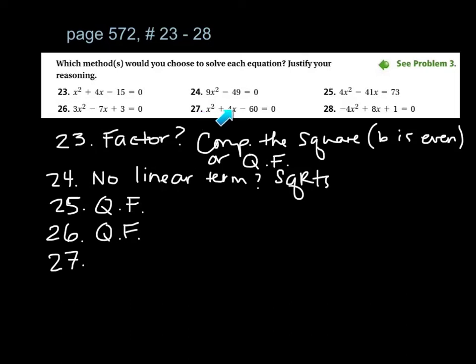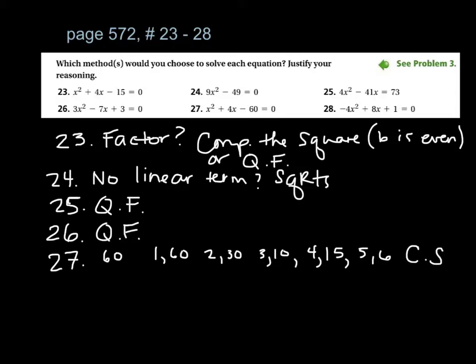All right, x squared plus 4x minus 60. So I'd need factors of negative 60 that would add up to 4. So I would have to find factors of 60. 60 has factors 1 and 60, 2 and 30, 3 and 10, 4 and 15. Still not doing it for me here. 5 and 6. Oh, they don't exist. So I would use completing the square or the quadratic formula there.